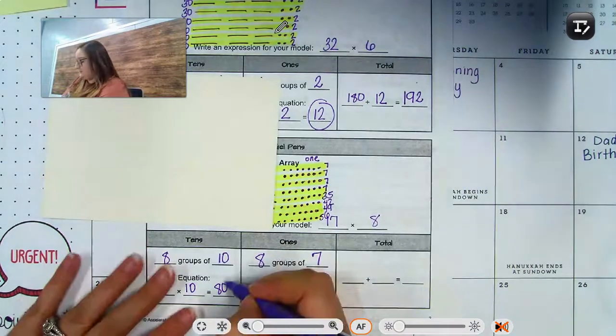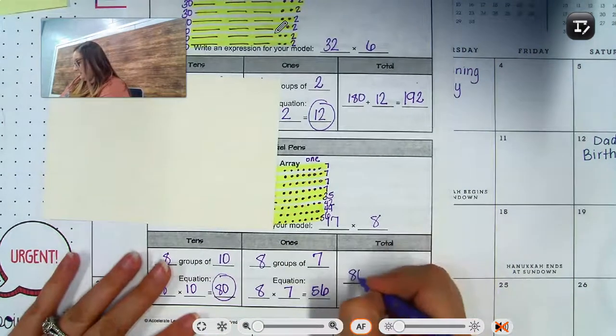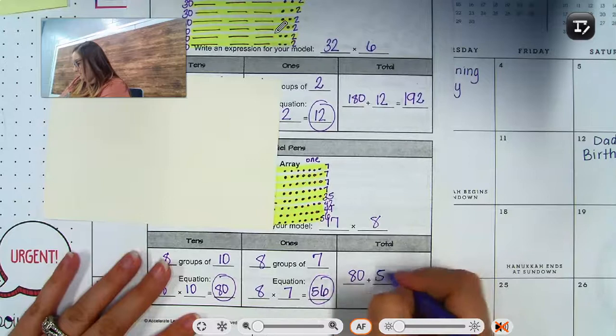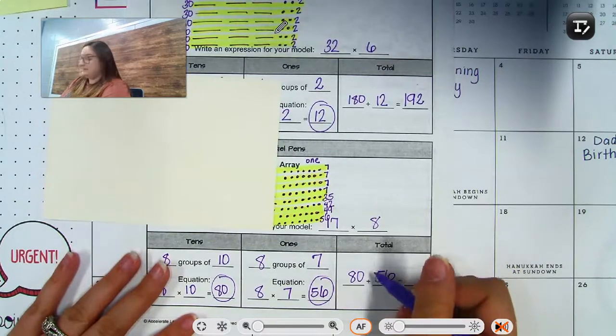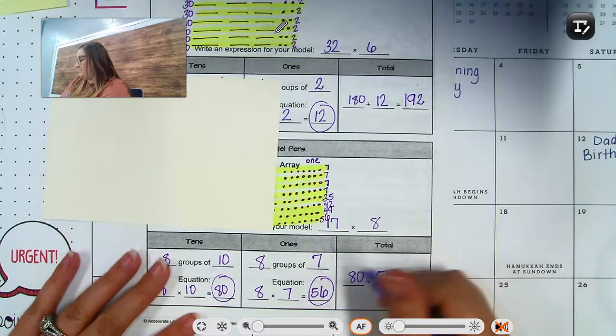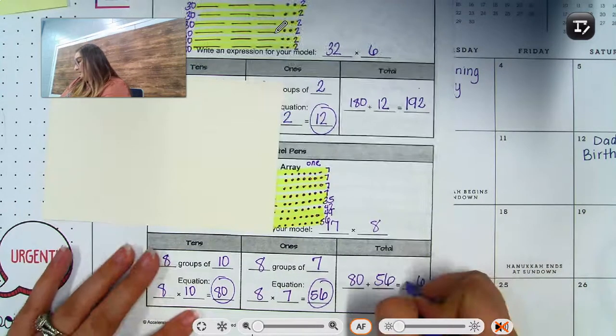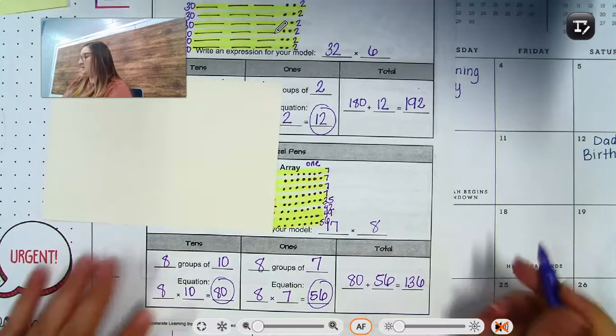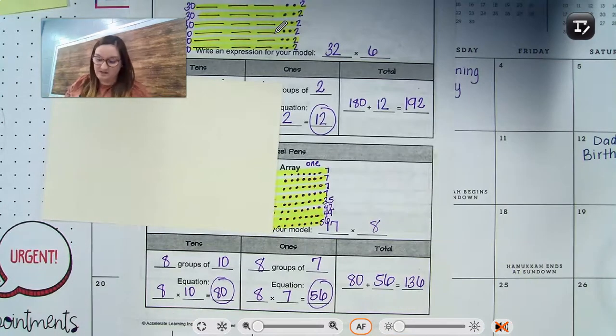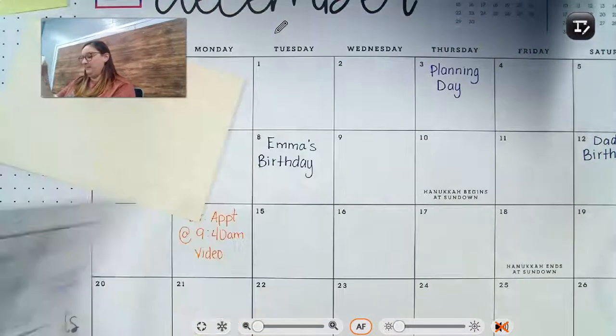So I'm going to take my 10s and add my 1s. So 0 plus 6 is 6. 8 times 5 is 13. So I have 136 jump ins. Okay, so I want you to try to do the last one on your own.